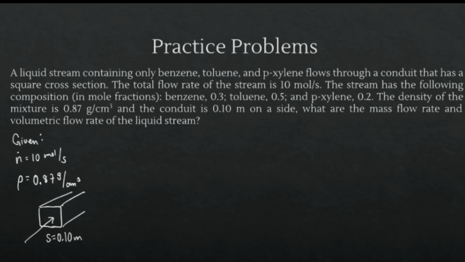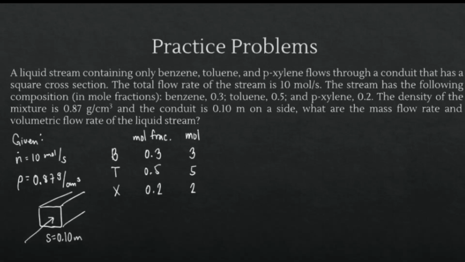Let us tabulate our three substances. We have benzene. I will symbolize that as B, toluene, and the paraxylene. We are given the mole fractions. That is 0.3, 0.5, and 0.2. From the given mole fractions, we can then determine how many moles of the substances are flowing per unit second. So if we are going to assume the basis for every 1 second, we have 3 moles of benzene, 5 moles of toluene, and 2 moles of xylene.